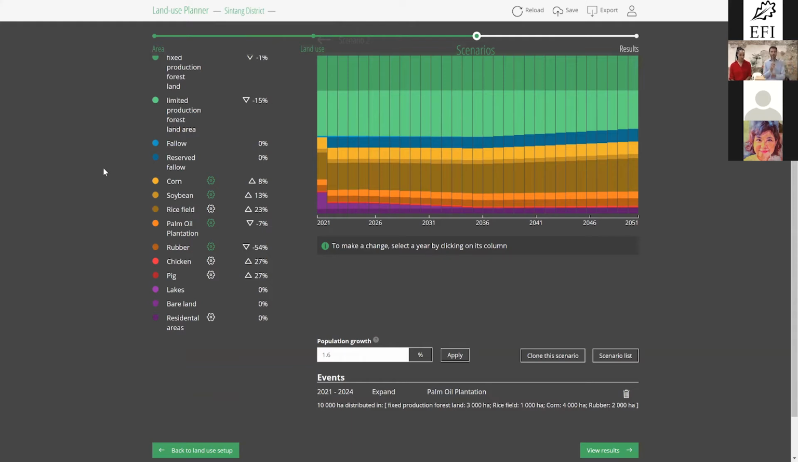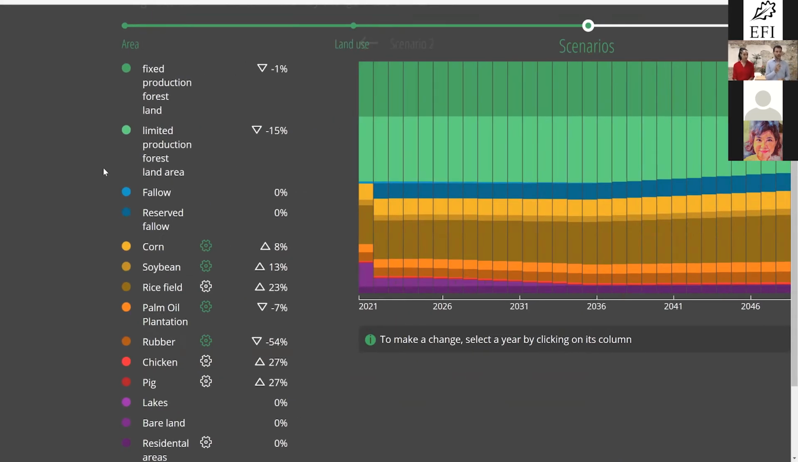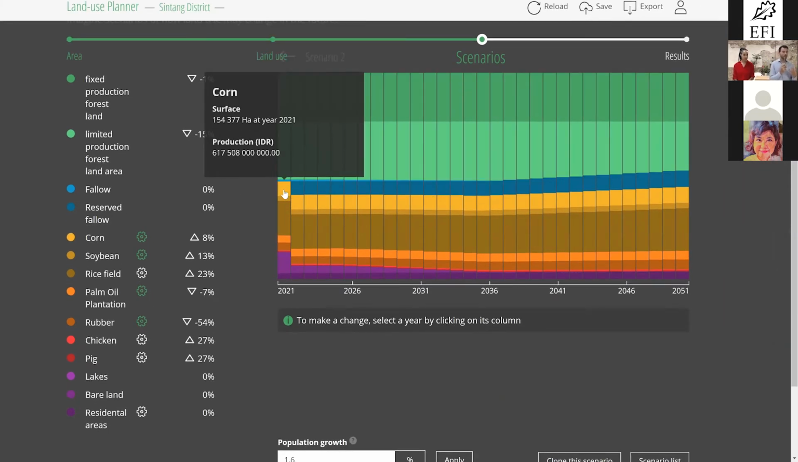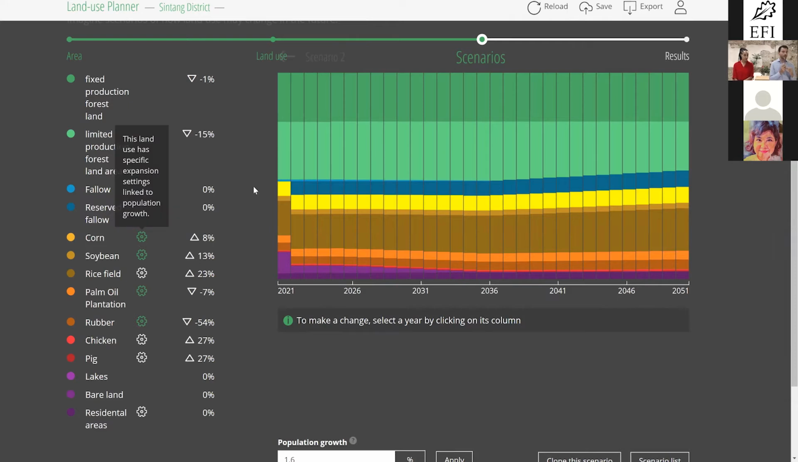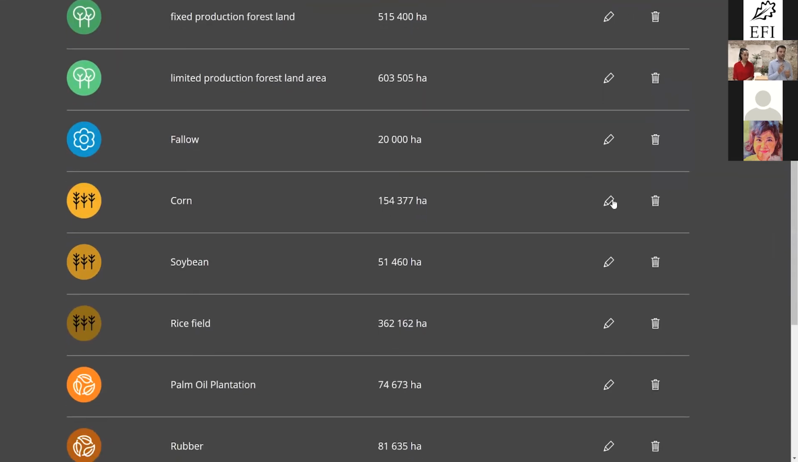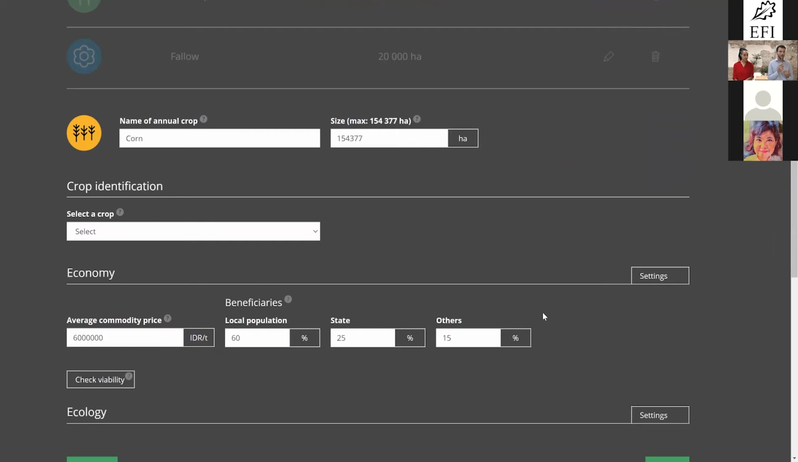Because right from the second year of the project, the land use planner simulates a big increase in fallow area due to the shifting cultivation of one of their annual crops, which I suspect, we could check that, is here the corn. So we can check that maybe, Carlos, if we go to step 2, to check the parameters for shifting cultivation, it's in step 2, edit the corn, below, settings, economy.